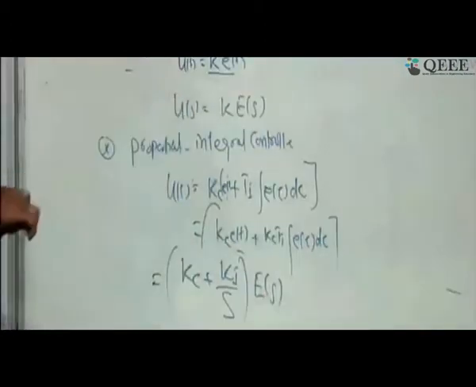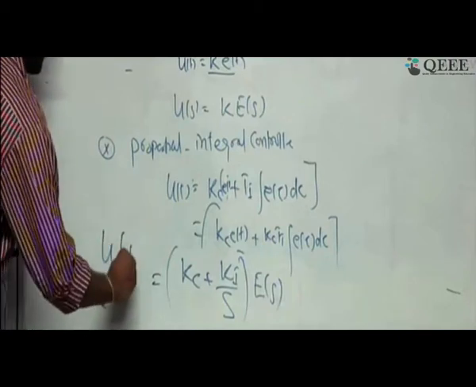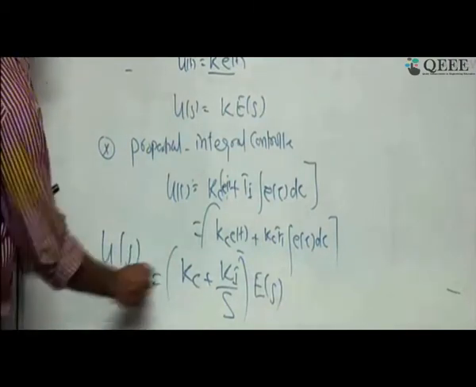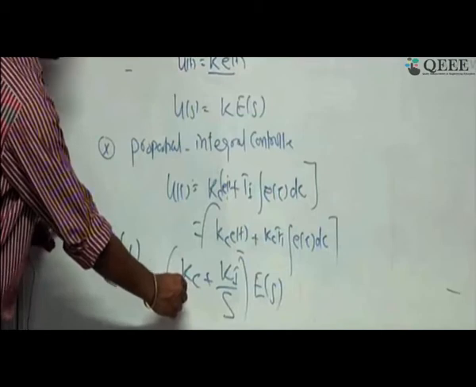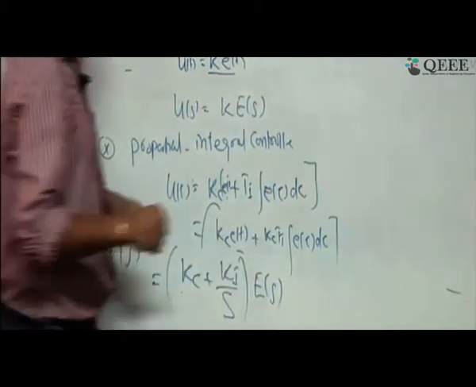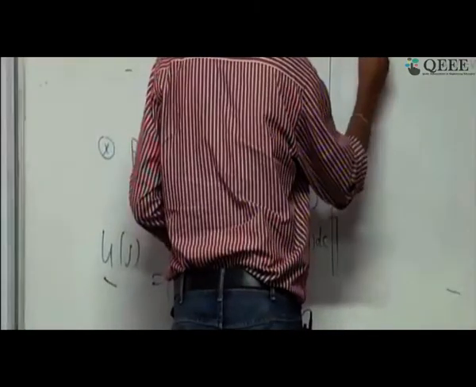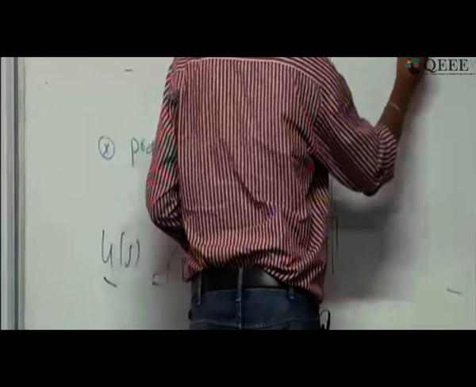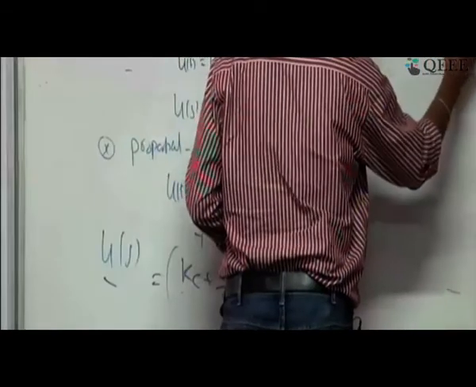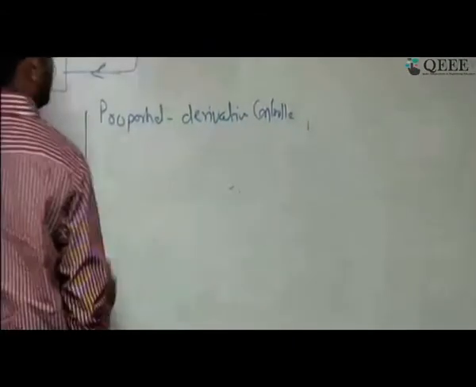Is that fine? The control signal U of S consists of two terms, a proportional plus an integral term. Okay, fine. And the third is the proportional derivative controller.